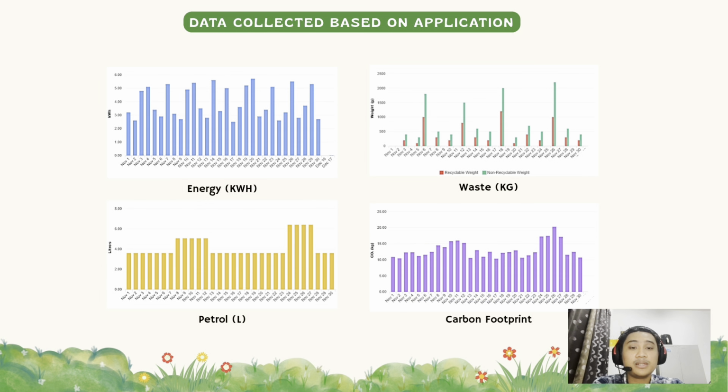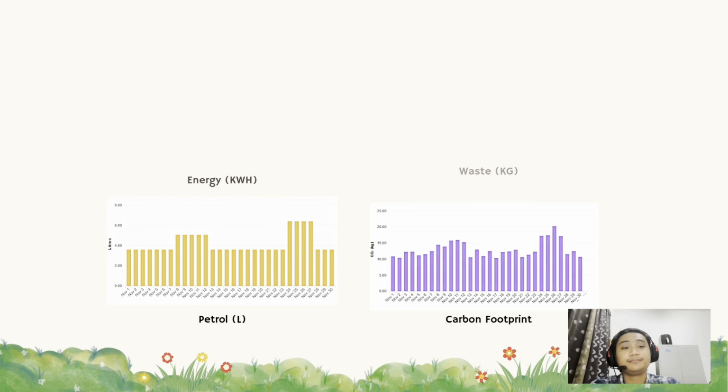The second one is waste, recycle and non-recycle, in kilograms, and the third one is the graph for petrol in liters, average consumption. The last one is the carbon footprint produced data. This is the result from the application.